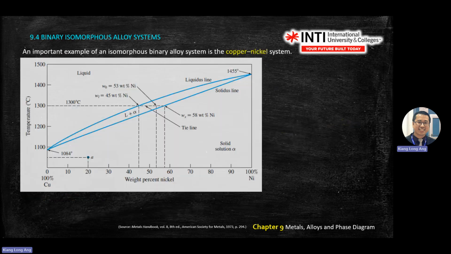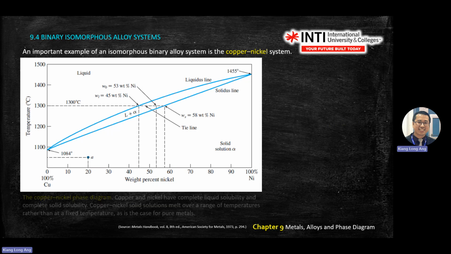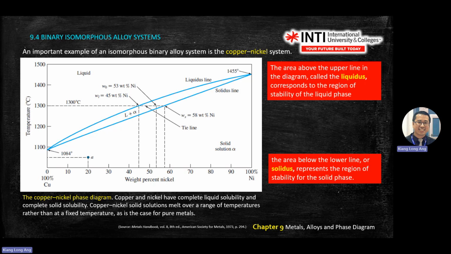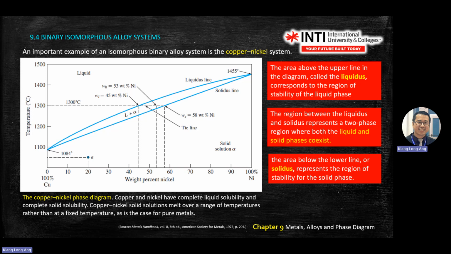Okay. So you see, if we enlarge the same graph, this is a copper-nickel phase diagram. So you have copper and nickel. The area above is liquid, stable here. The rest is solid. Or you can use liquidus and solidus. Liquidus, solidus, and liquid and solid.